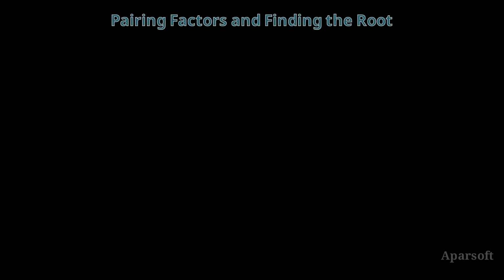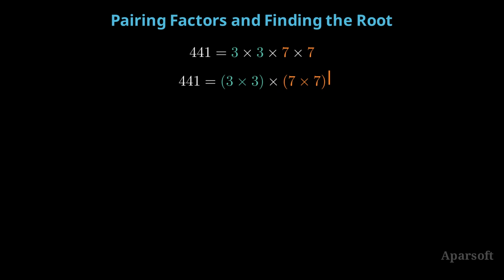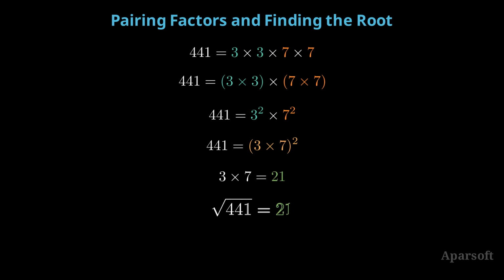Now the fun part, pairing. 2 3's make a pair and 2 7's make a pair. Every factor is paired, so 441 is a perfect square. We can write this as 3 squared times 7 squared. And here is the magic. 3 squared times 7 squared equals 3 times 7 all squared. 3 times 7 equals 21. See how fast that was? That means 441 equals 21 squared. So the square root of 441 is 21. It really is that simple.